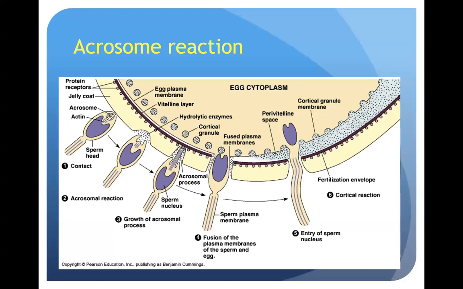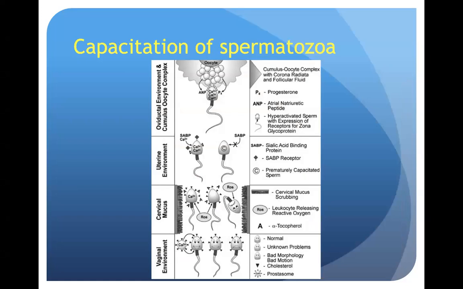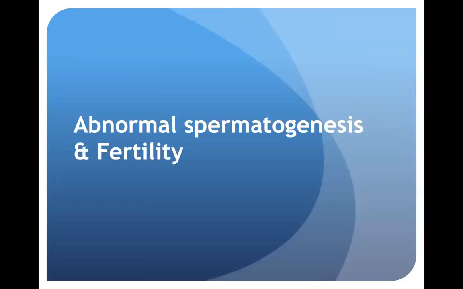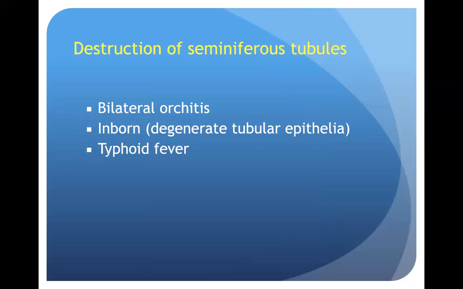So once the nuclear material enters, that is what we call fertilization. That is also what we call the acrosome reaction. What we discussed earlier is the capacitation of your spermatozoa: the attachment of calcium and then the removal of the cholesterol to expose the head of the sperm. That is the capacitation of your spermatozoa. Okay, so let us now look at abnormal spermatogenesis and fertility.